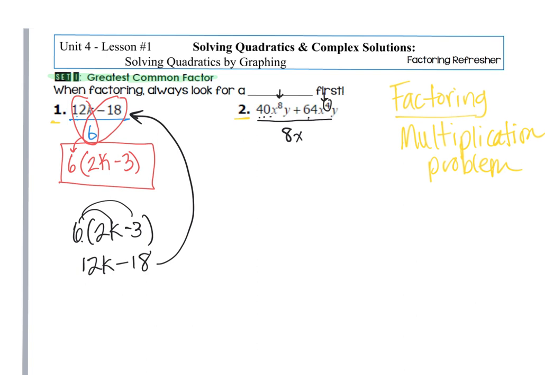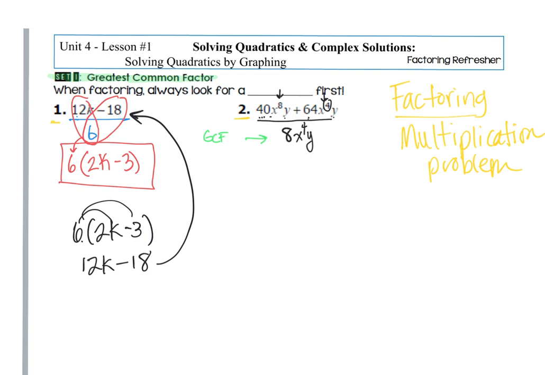So that means that on my 40x to the 8th y term, even though he has 8 x's, he can only give 4 because those two terms have to match. So I'm going to put x to the 4th here. And then I look at my y's. They each have 1 y. They have the same amount, so they can both give that same amount, 1 y. Now our job is to divide 8x to the 4th y out. That is the GCF right there.